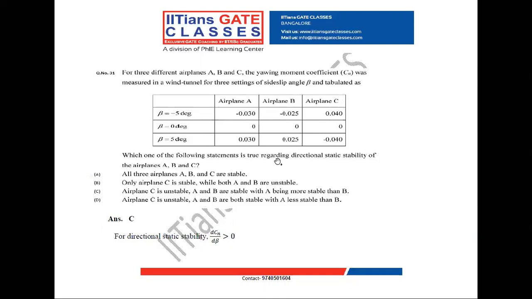Option A, all 3 airplanes A, B, and C are stable. Option B, only airplane C is stable while both A and B are unstable. Option C, airplane C is unstable. A and B are stable, with A being more stable than B. Option D, airplane C is unstable. A and B are both stable, with A less stable than B.